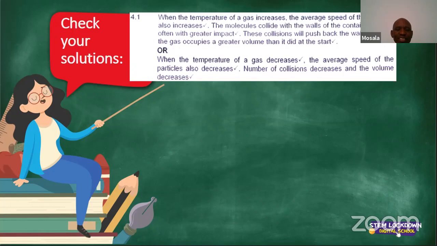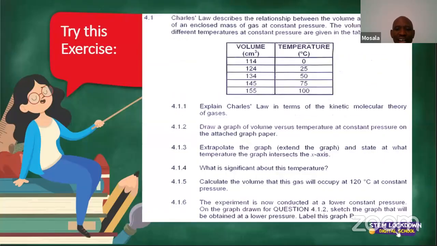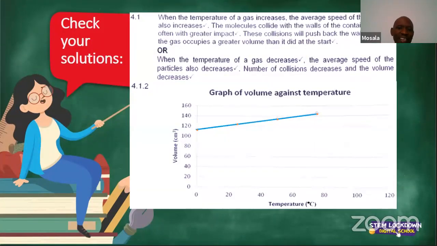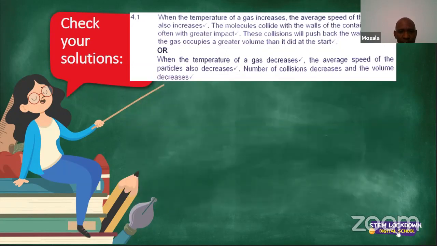And the other question was, draw a graph of volume versus temperature at constant pressure on the attached graph. Even here, you do not necessarily have to use a graph, but you are encouraged to use a graph whenever it's provided. Let's see how the graph will look. The graph will look like this. We know that the volume is directly proportional to the temperature. So this is the kind of graph that you will have.